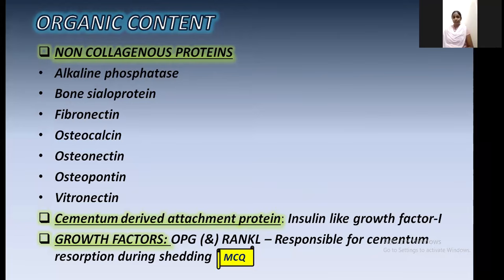One word to note. Growth factors in the cementum are OPG and RANKL. They are responsible for cementum resorption during shedding. This is also an MCQ to note.